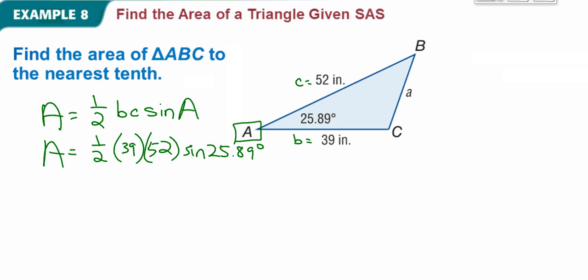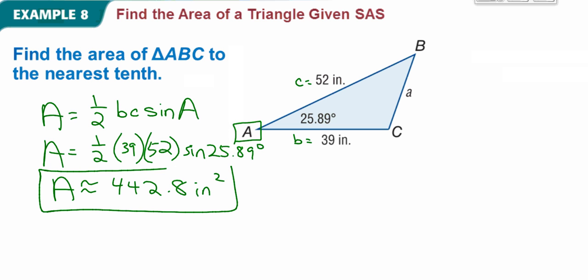Then take a moment. You can do that on your calculator. Please make sure that you are practicing these on your calculator so that you can iron out any issues before you have to take a quiz or a test or whatever the case may be. And then A is approximately 442.8, and since it was in inches, square inches. So that is how to find areas of things.